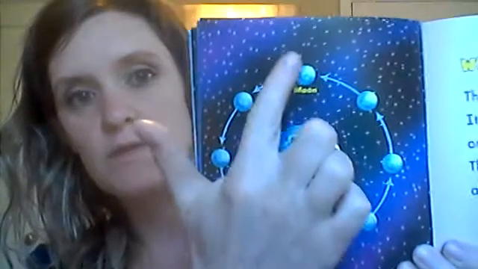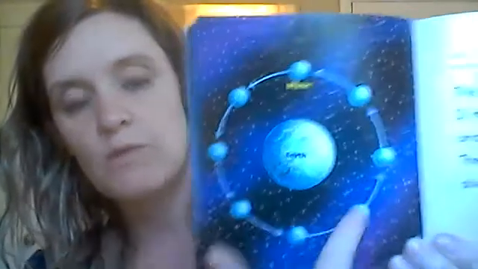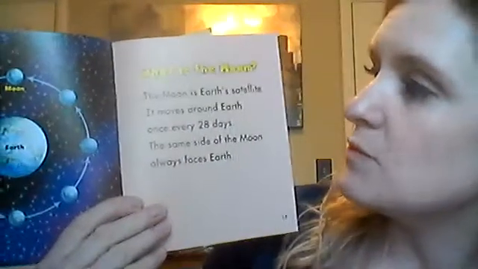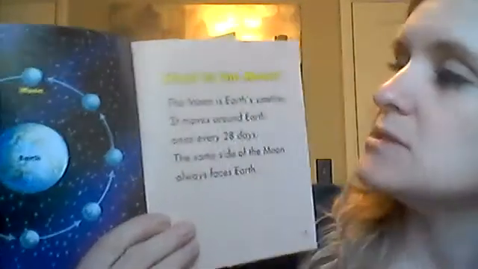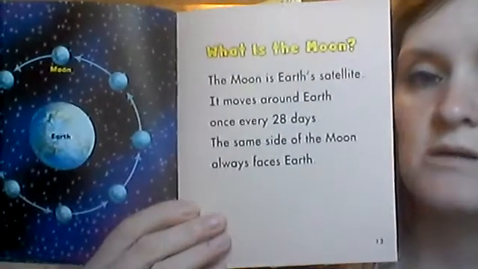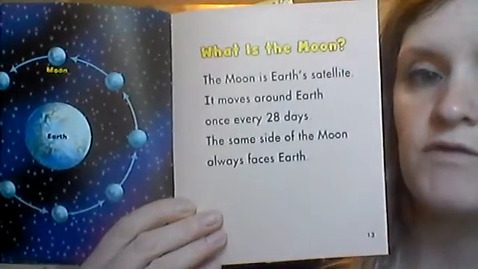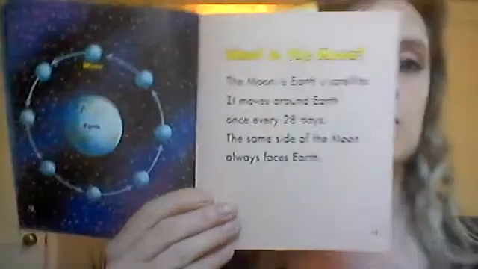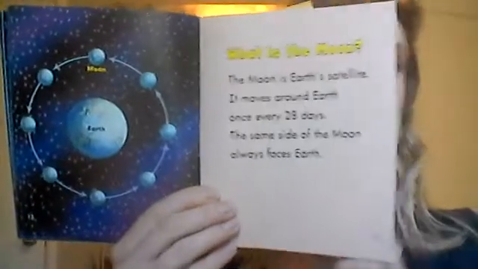Here's another diagram here of the Earth. And then this is the moon going around the Earth, or orbiting. What is the moon? The moon is Earth's satellite. It moves around Earth once every 28 days. The same side of the moon always faces the Earth. You always see the same side.